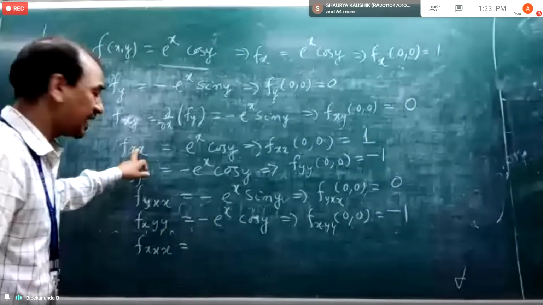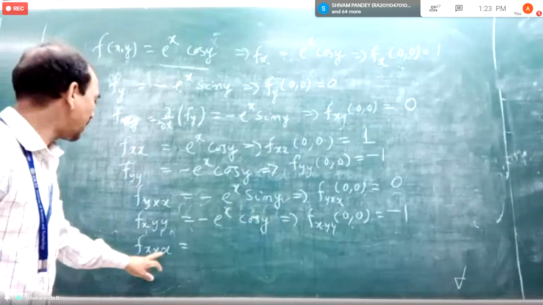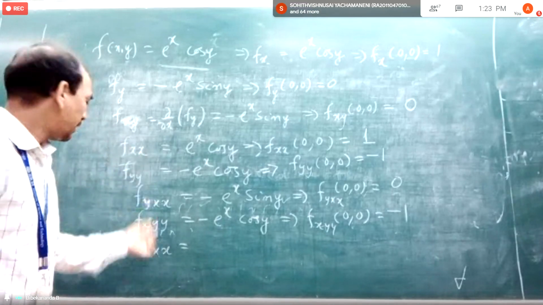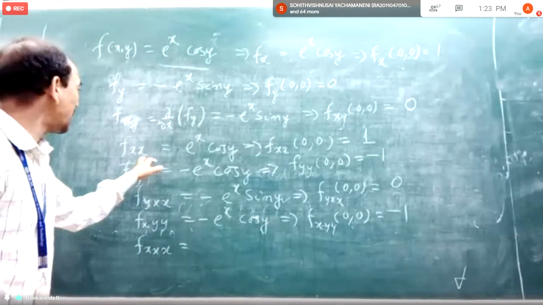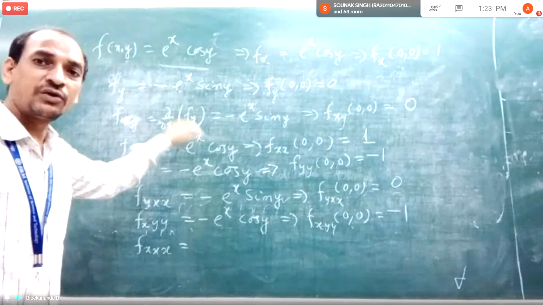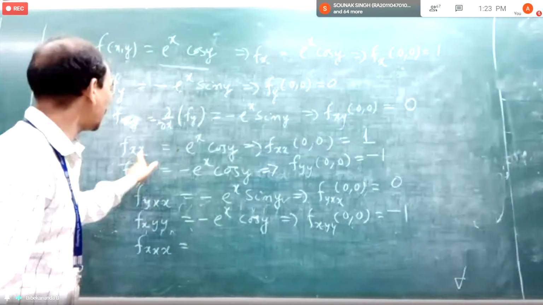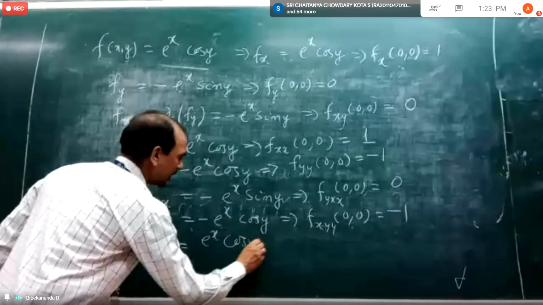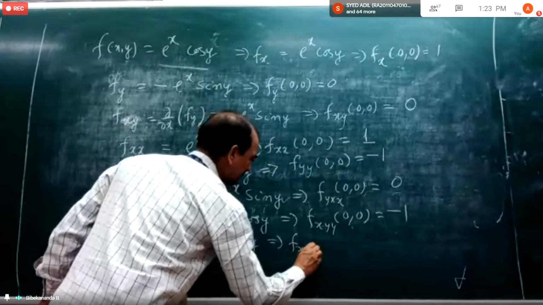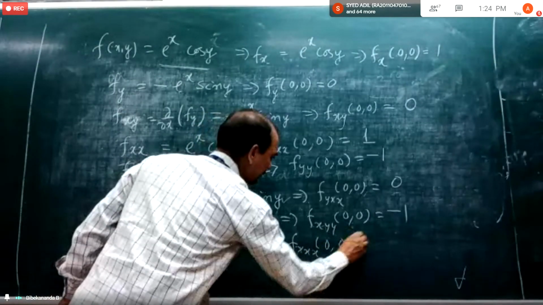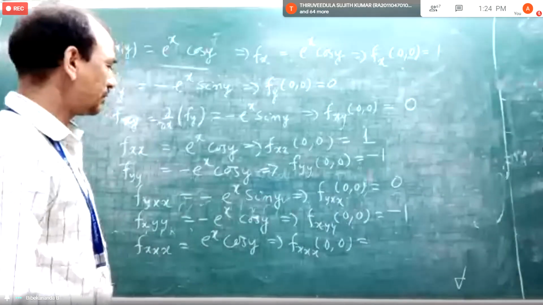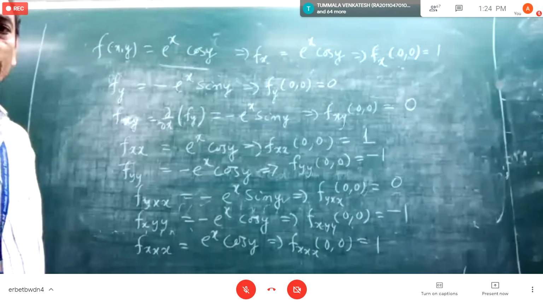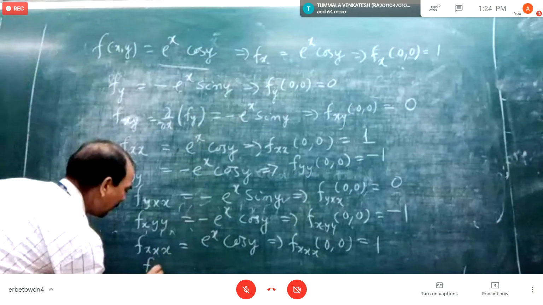Differentiate fxx with respect to x once again. There are 2x terms there; if it is 3x, you differentiate whatever 2x terms there are again with respect to x. So what is the differentiation of fxx with respect to x? e raised to x cos y. And what is the value of fxx at 0, 0? 1. Similarly, tell me fyy.